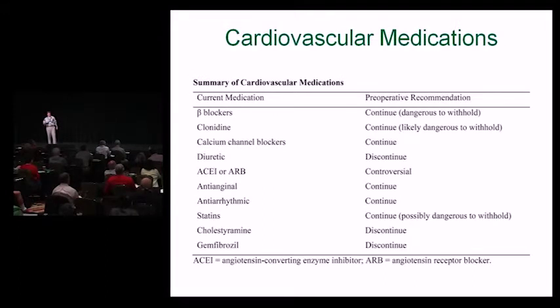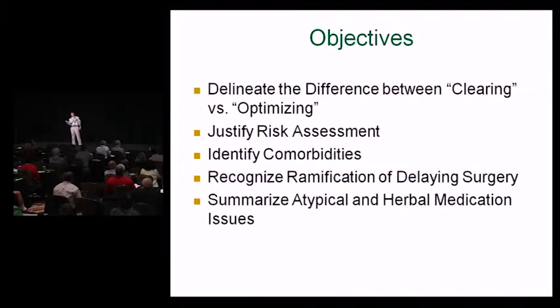And the cardiovascular medications, which we'll be talking a lot more about in the coming sessions and probably even the next one with Dr. Wittstein. So what we did today, we talked about the difference between clearing and optimizing. We talked about how to do some risk assessment and identifying the comorbidities, recognizing those ramifications of delaying surgery and the fact that we don't want to delay surgery ever unnecessarily, and then hopefully gave you a good overview of some of the atypical and herbal medications that you might come across during that preoperative evaluation.